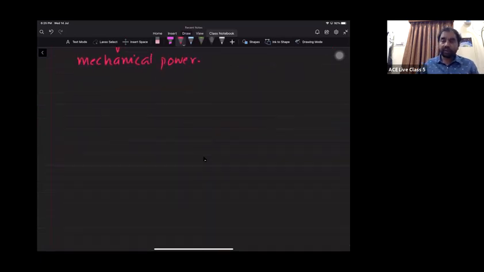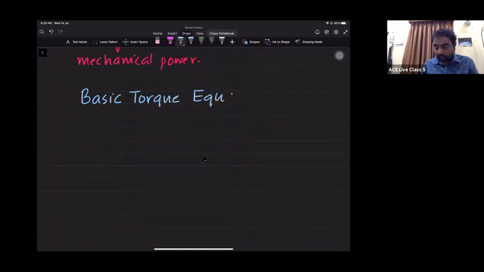The next one is, what is the equation to calculate the electromagnetic torque? The next and very, very important thing is the basic torque equation. We call this basic torque equation the electromagnetic torque. Already I told you, your DC motor, induction motor, and synchronous motor work on electromagnetic torque. What is that electromagnetic torque?